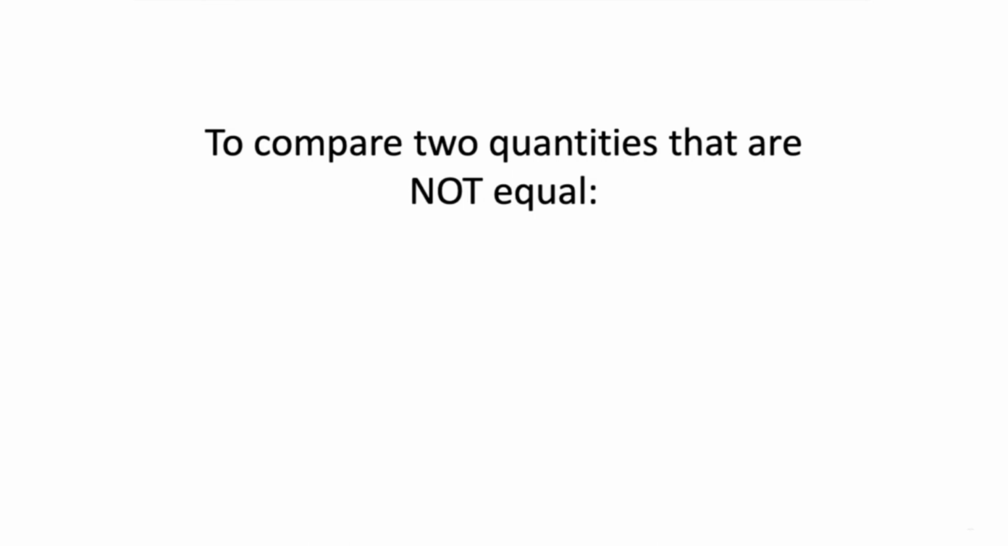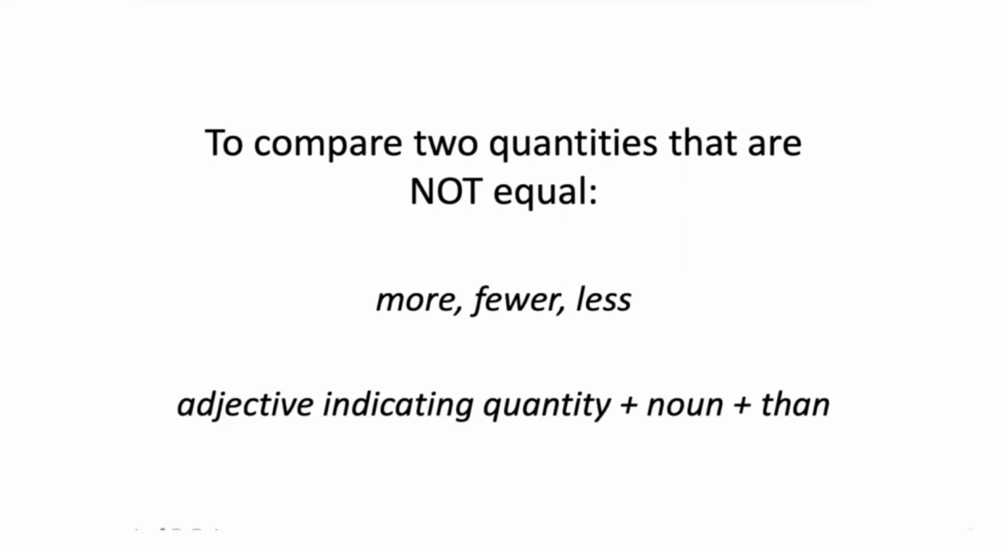Now, to compare two unequal quantities, we use the adjectives more, fewer, and less. Fewer is used with countable nouns, less with uncountable nouns, and more we use with both. We use the construction adjective indicating quantity plus noun plus than.